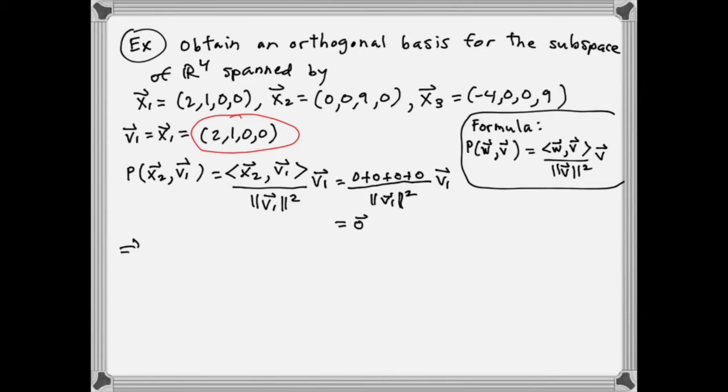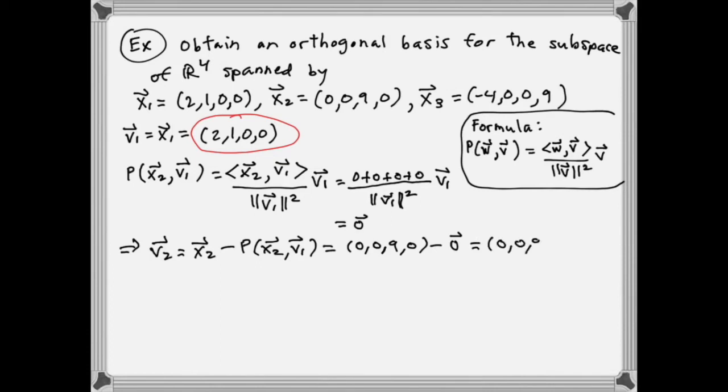And so when I'm doing v2, it is going to be x2 minus this projection I just figured out, which is equal to 0, 0, 9, 0, minus the 0 vector, which is just 0, 0, 9, 0. Okay, so we've got our second vector here.